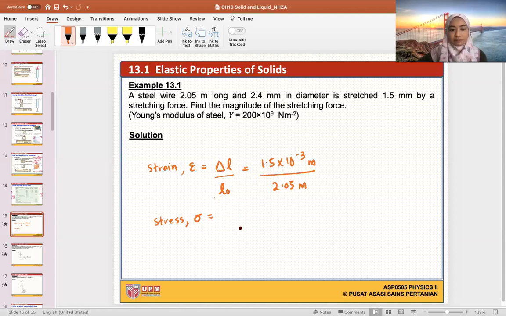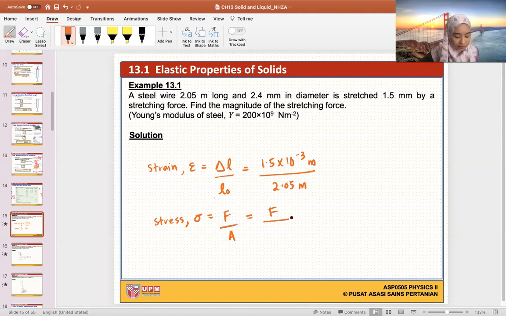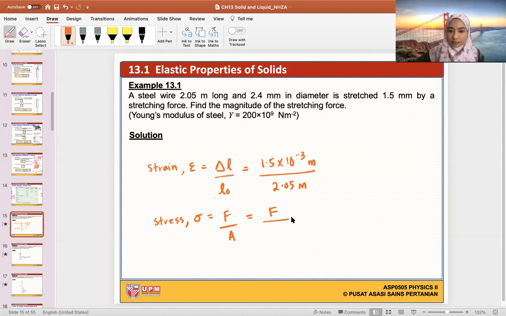Okay, what is the stress? What is the equation for stress? Force per area. Force per area, okay. What is the area in this case? Since we are finding force, what is the area? How do you find the area in this case? Using pi. Using pi. Maksudnya?